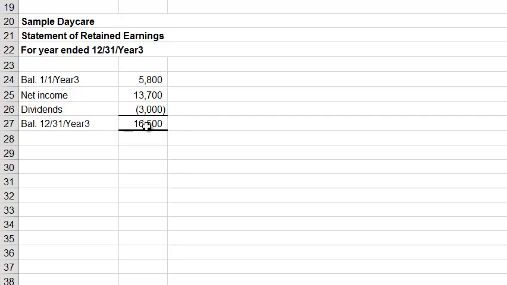This little statement ties together both the income statement and the balance sheet. The 13.7 of net income articulates, or matches, to net income on the income statement, and you'll see 16.5 as the 12/31 year 3 balance in retained earnings on the balance sheet. And generally, since you get a column that also gives you the prior year balance sheet, you would see 5,800 as the 12/31 year 2 balance in retained earnings. All right, well, let's now do the balance sheet.